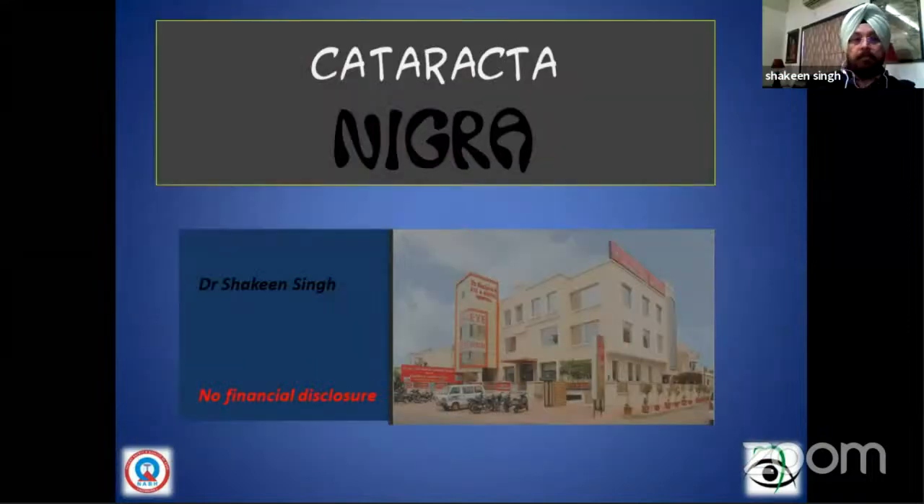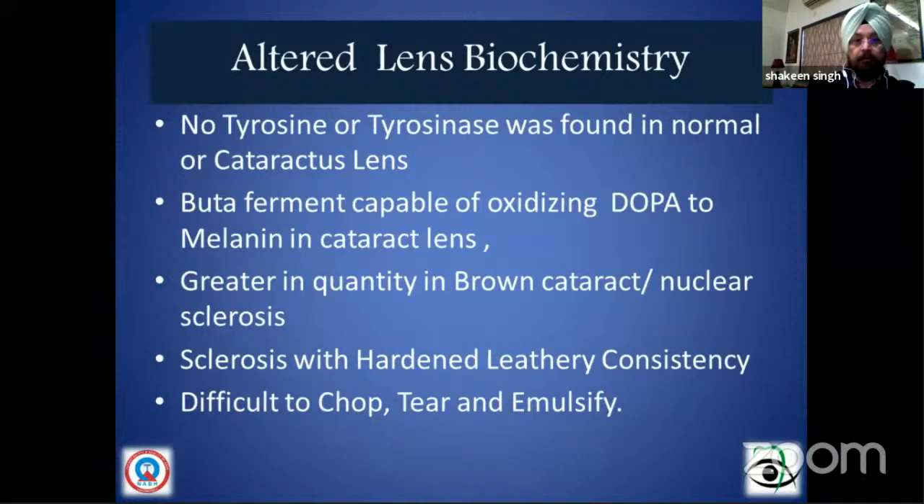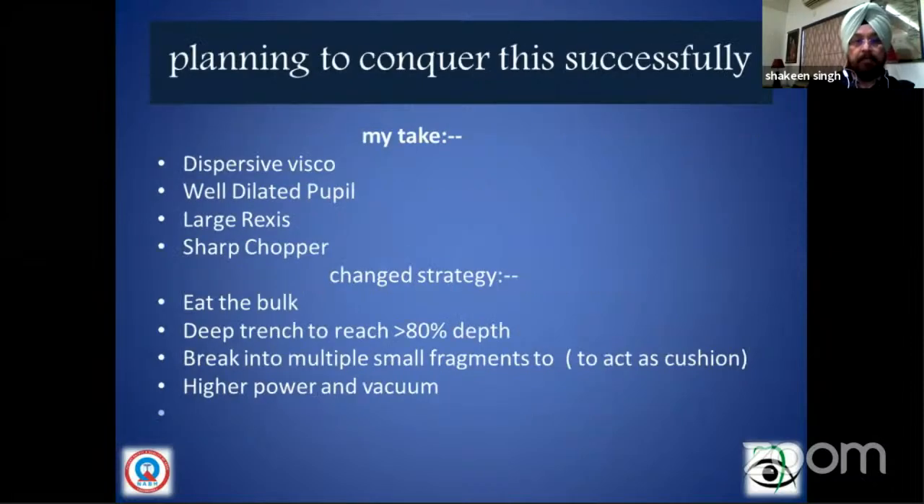The topic given to me is the cataracta nigra, also called gutta serena, and I will not go into detail of the biochemistry change in the cataract. To conquer this successfully, my take is to have a dispersive viscoelastic, maybe a sharp cell technique, a well-dilated pupil, a large rhexis, a sharp chopper, and a chain strategy that eats the bulk, with a deep trench to reach more than 80% of the depth, as has been shared earlier by Dr. Mohan Rajan and other people.